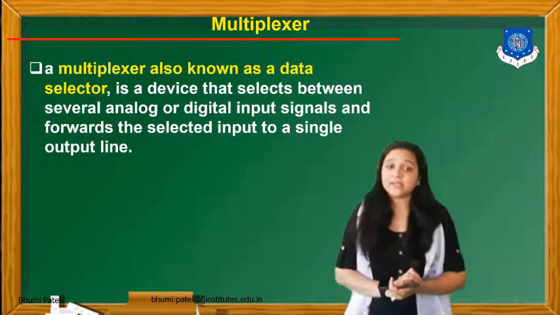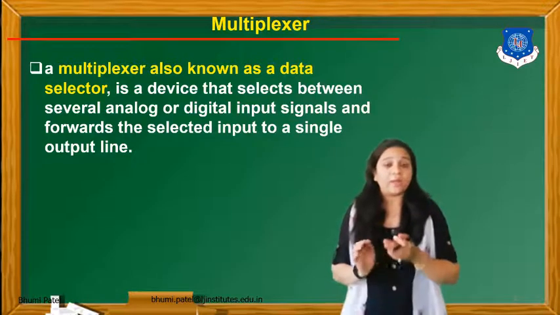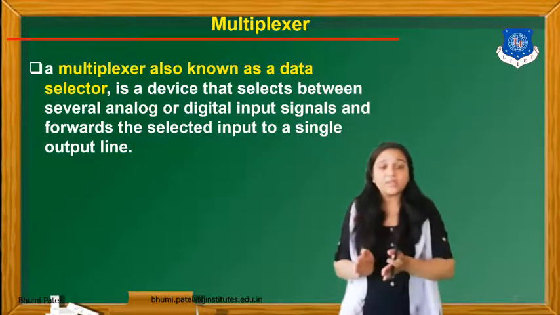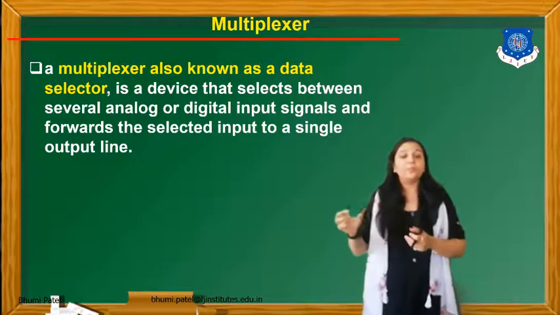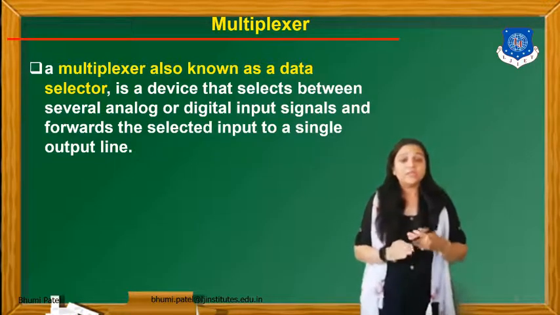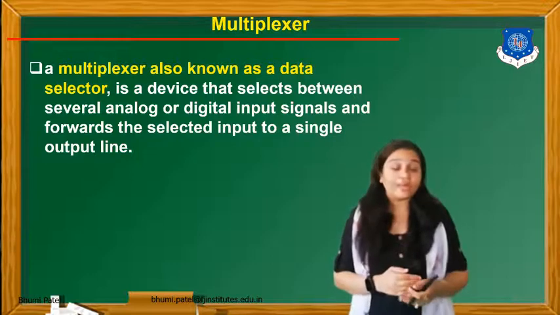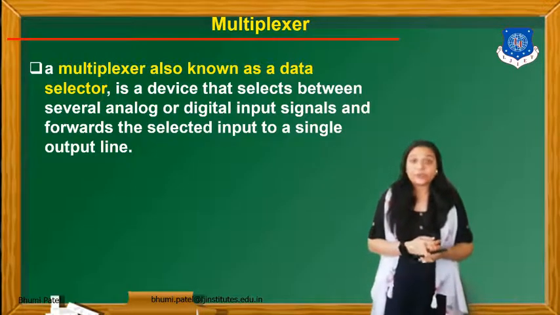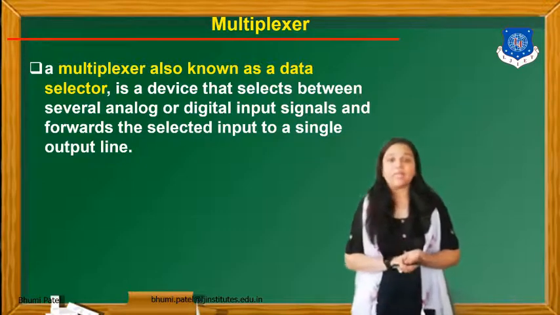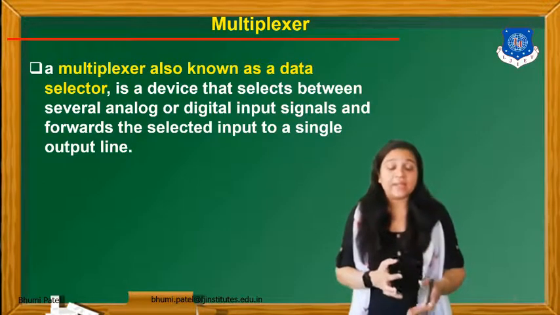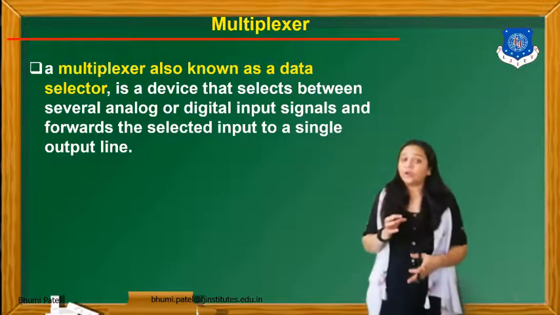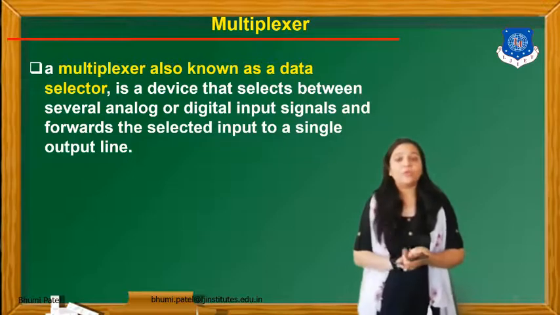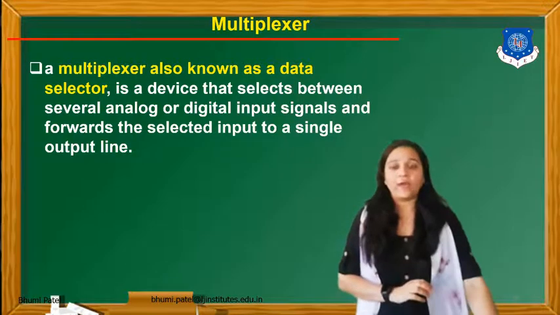As we discussed in chapter number 2, the analog module, the input module and the output module, whenever data goes from input to the output module, it is converted into different modules like module 2, module 4, module 8 and module 16. So the multiplexer is a type of data selector that selects the input signal from the analog or the digital, and then forwards the selected input to the single output line.